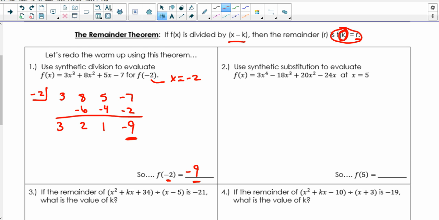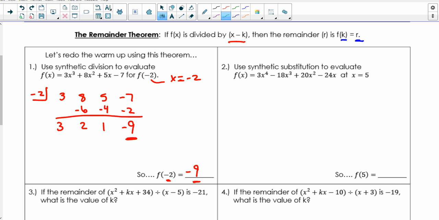So can you substitute in and evaluate like you've always known how to do? Absolutely. However, synthetic division is a lot quicker method. By substituting in, the remainder, that's what this is saying right here. It's saying that my remainder is my answer. So if I substitute in, k is what I substitute in, r is my remainder, just like f of x. So why don't you try number 2 on your own, and then you can check your answer.